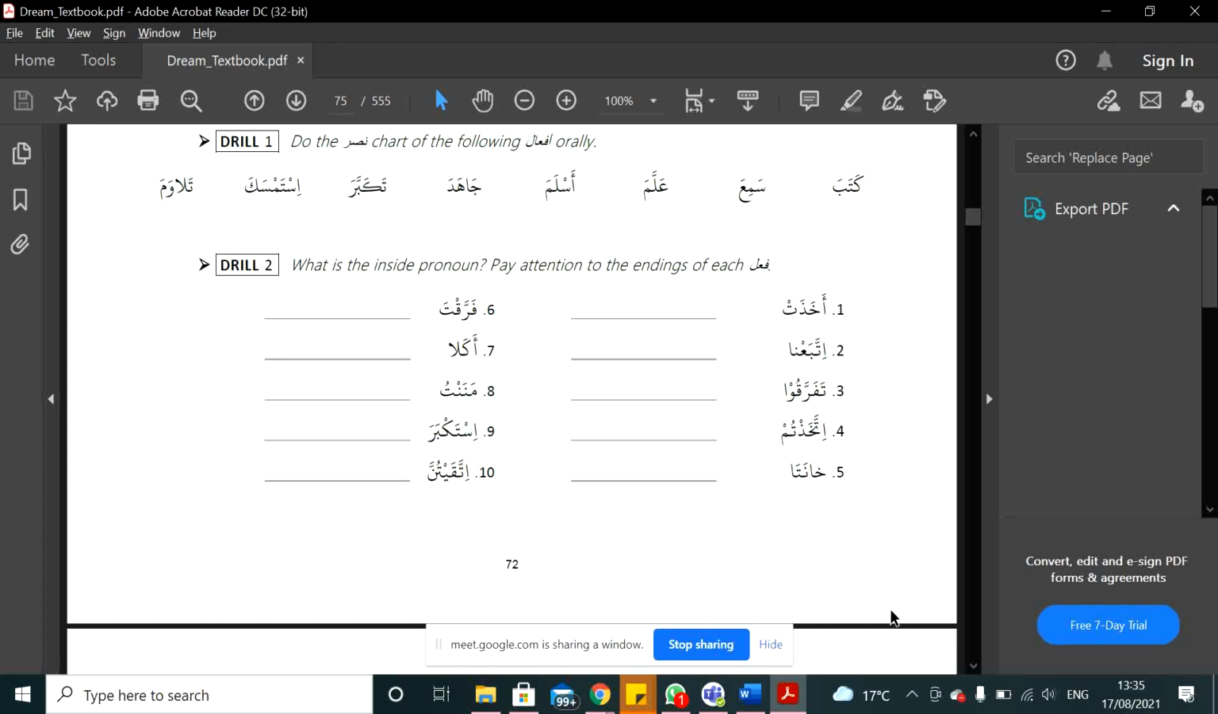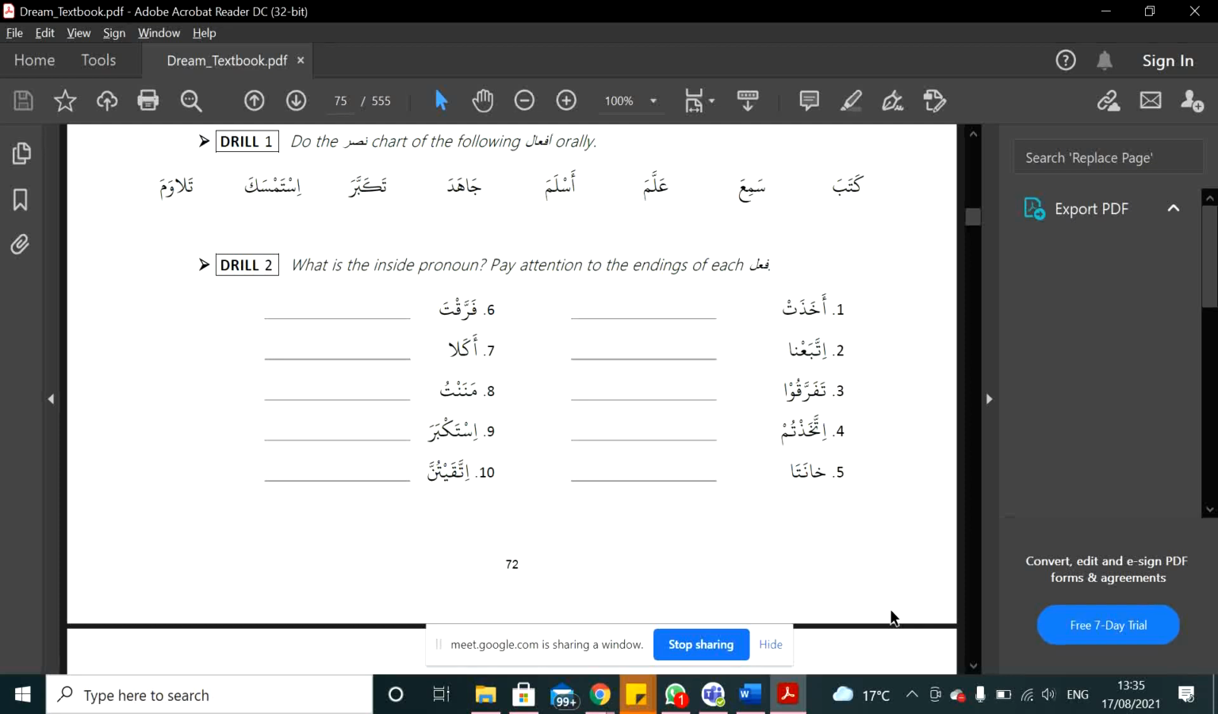Sister Raisa's turn, right? Mannatu. Mannat means to do a favor. It's anna. I did a favor. Very good. Now, Sister Sarah, istakbara. Istakbar means to be arrogant, right? Yeah. Takbara. So this will be the first singular one, I think. Huwa istakbara. Very good.